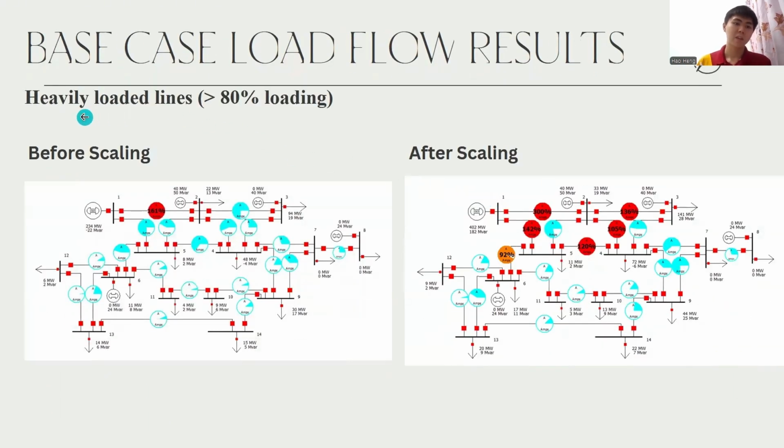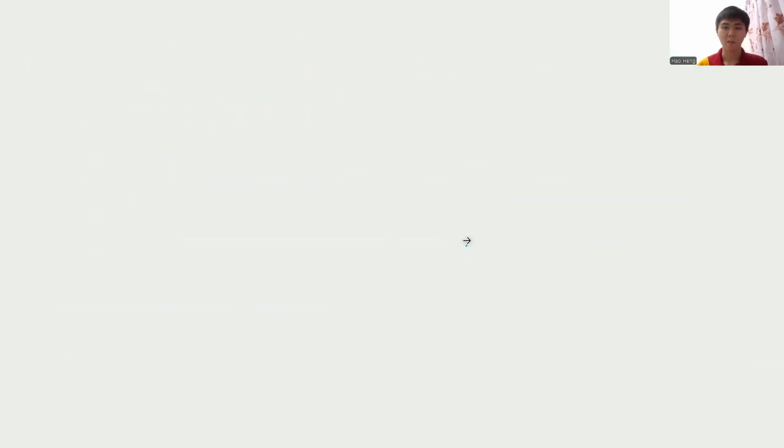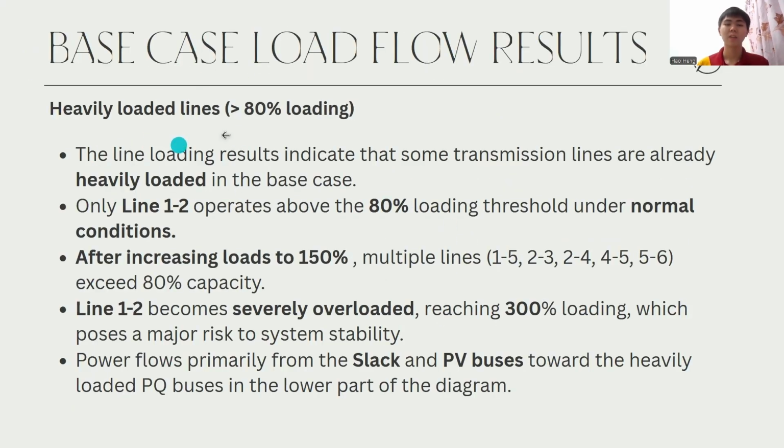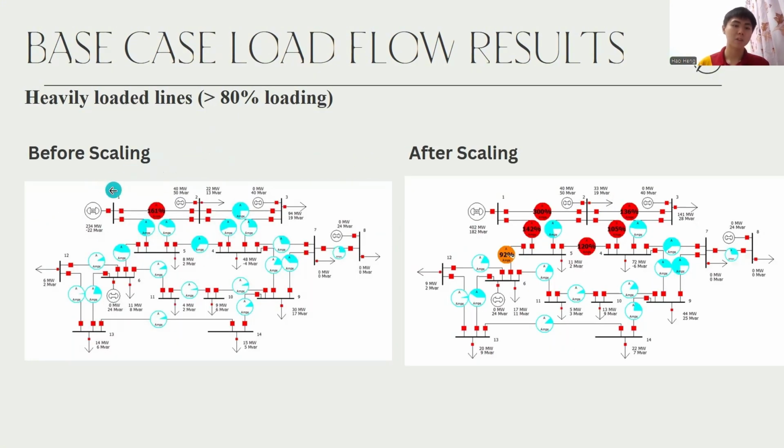Now, I would like to talk about heavily loaded lines, which is greater than 80% loading. This is the circuit before scaling, and this is the circuit after the scaling. This is the result before and after scaling. The line loading results indicate that some transmission lines are already heavily loaded in the base case. Before scaling, only line 1 and 2 operate above the 80% loading threshold under normal conditions. We can see from here, only line 1 and 2 are greater than 80% loading.